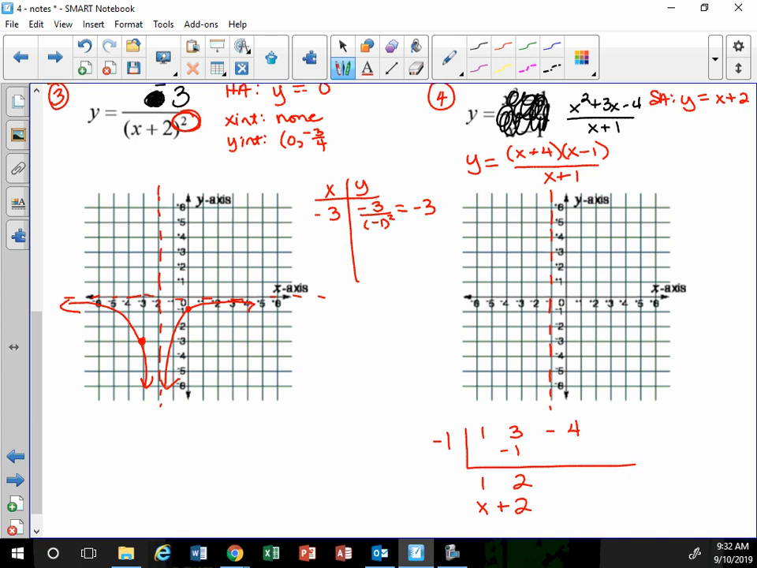How do I graph the line y equals x plus 2? What do you think, Anna? You just do it? You go like this? Where does it start? Yeah, at +2. And then my slope is up 1 over 1, right? So I'm just going to do a little dashed line going up 1 over 1 every time. So that is my slant asymptote. Can you guys see it okay?